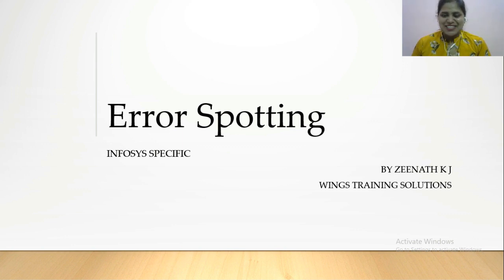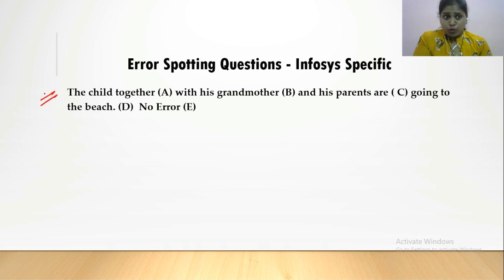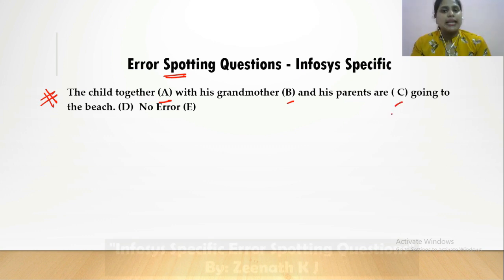So let's get started. The first question I have for all of you says, the child together with his grandmother and his parents are going to the beach. As it's an error spotting question, we all know very well, once we spot the mistake in any part of the sentence, our job is actually done. You don't have to correct the sentence. That's why it's called error spotting.